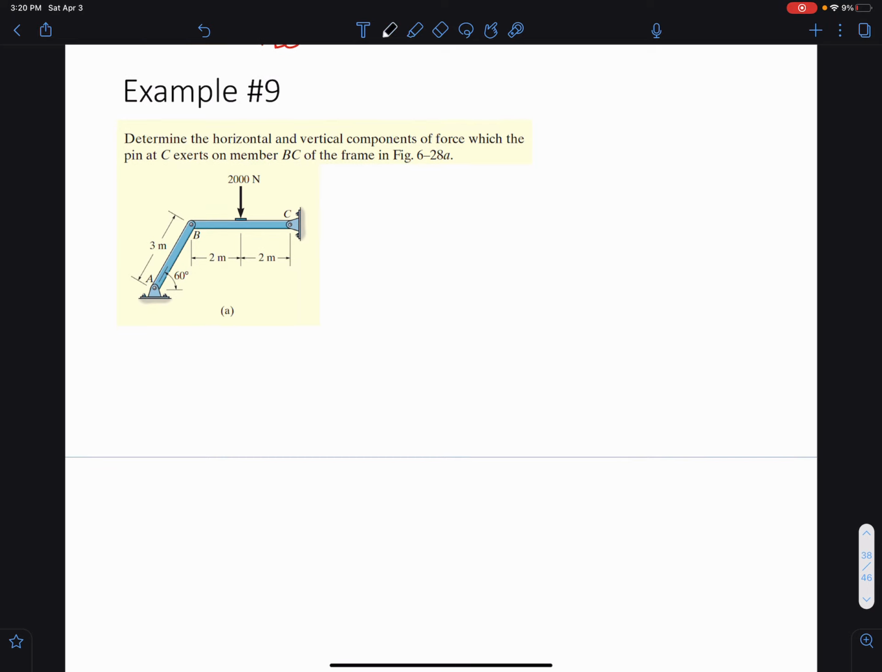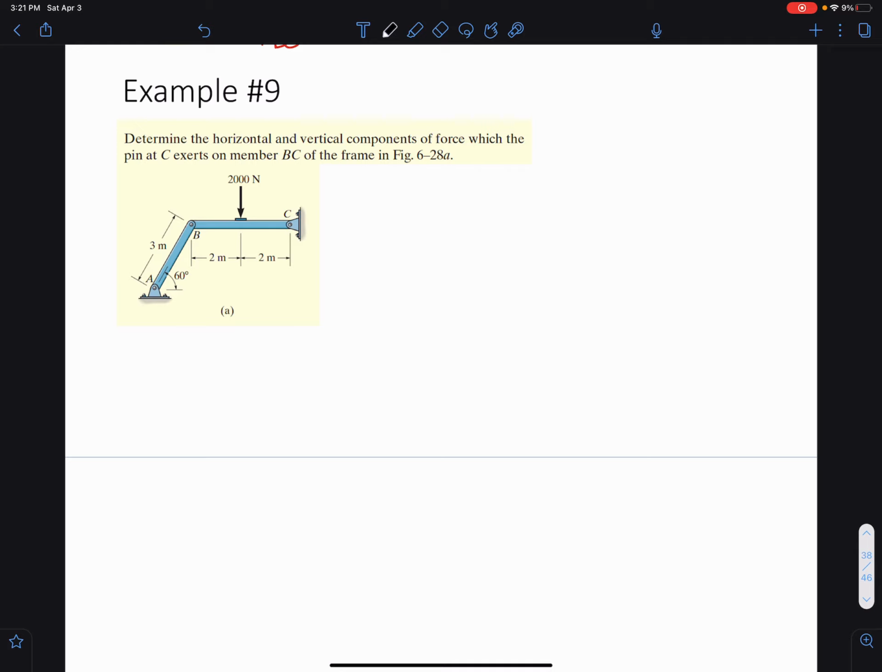All right, let's go ahead and try another frame example here. We're going to try a lot of examples because, again, doing a lot of examples is what's really going to ingrain this into your mind. So for example 9 here, we want to determine the horizontal and vertical components of force which the pin at C exerts on member BC of the frame. So we basically just want the components of the force of the pin. We want to know what all these pin forces are.